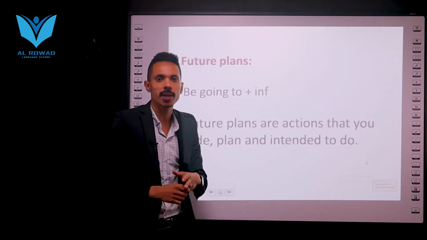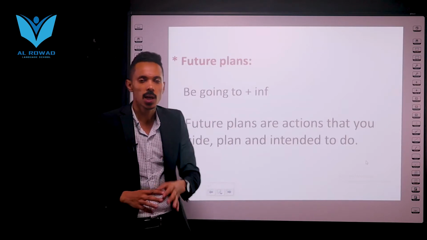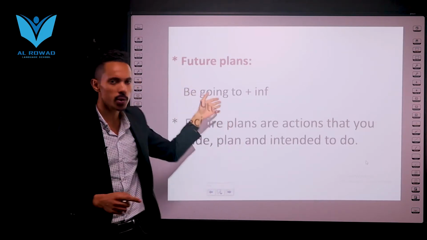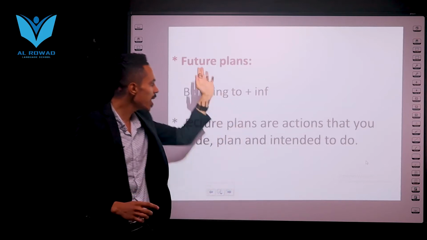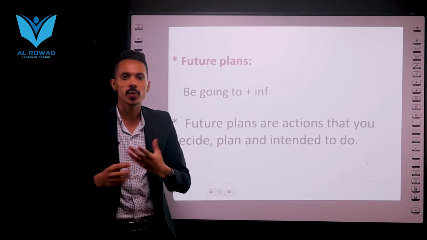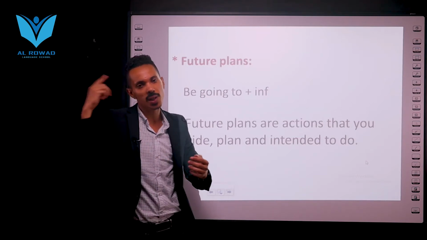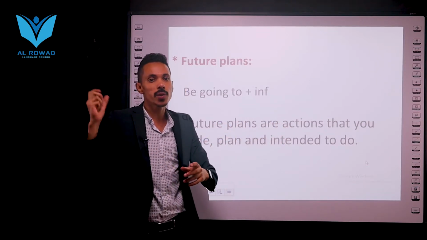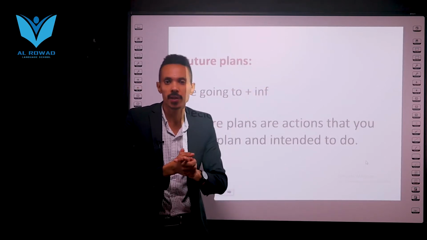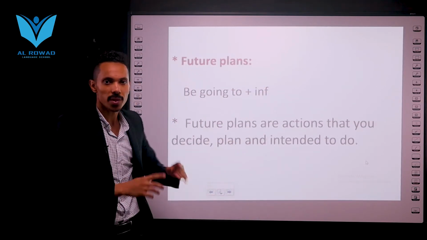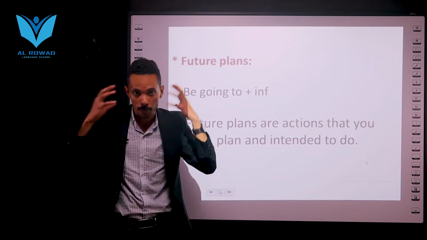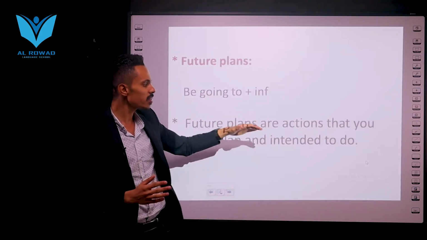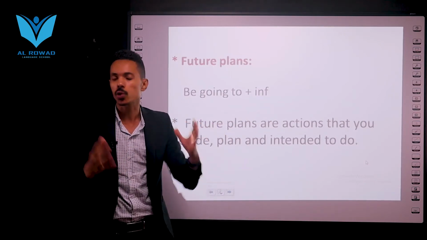The second way to talk about the future is called future plans. If you want to talk about future plans, you don't use will, you use be going to plus an infinitive verb. Am, is, are going to plus infinitive verb. Future plans are something you decide to do in the future, something you want to do, something you think about in your mind to do in the future. If you decide, or plan in your mind, or intend, which means want, to do something in the future, it's called a future plan.